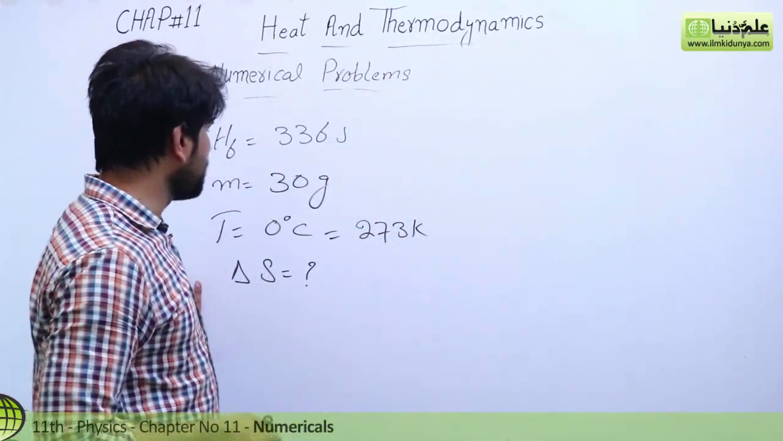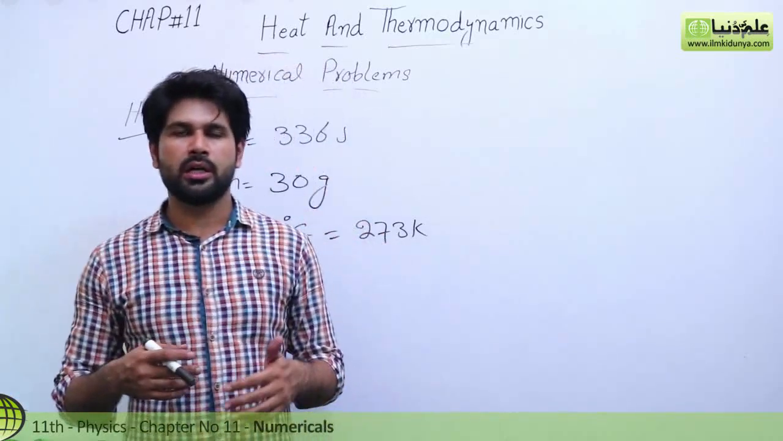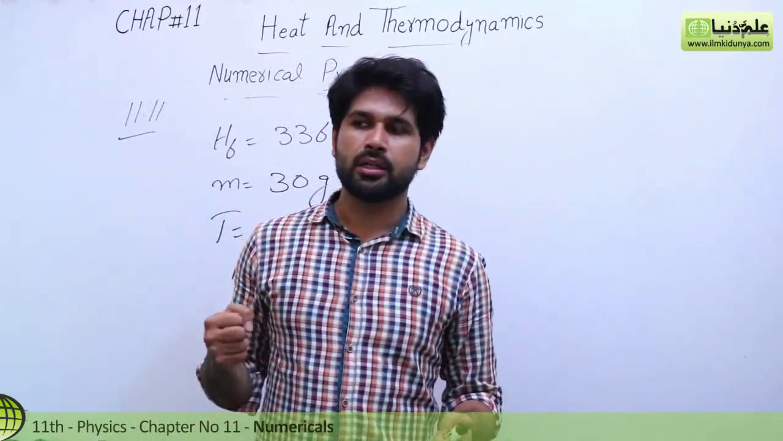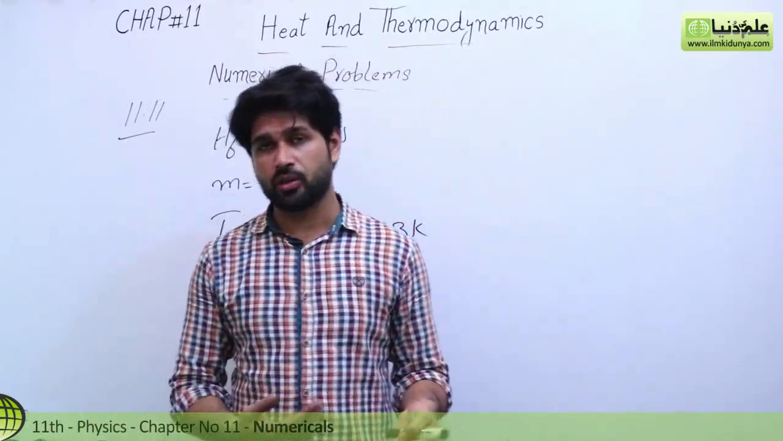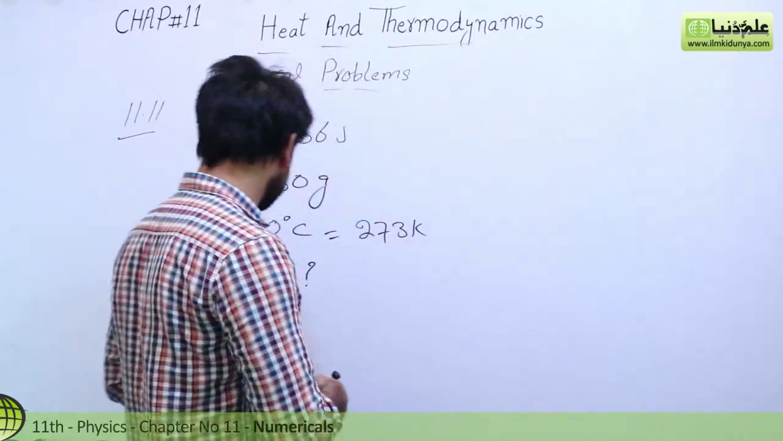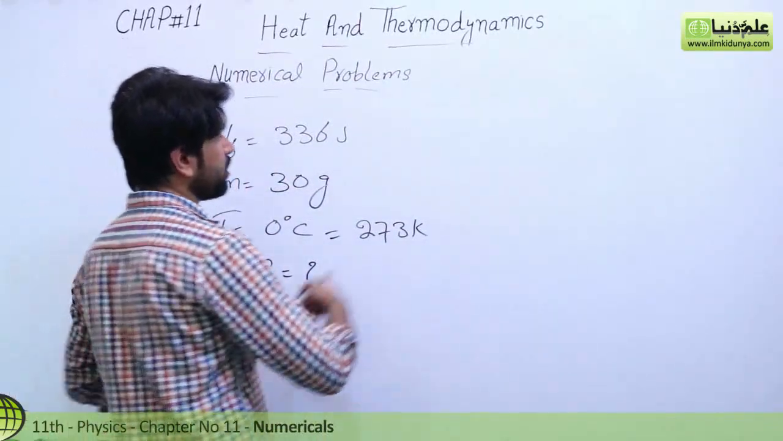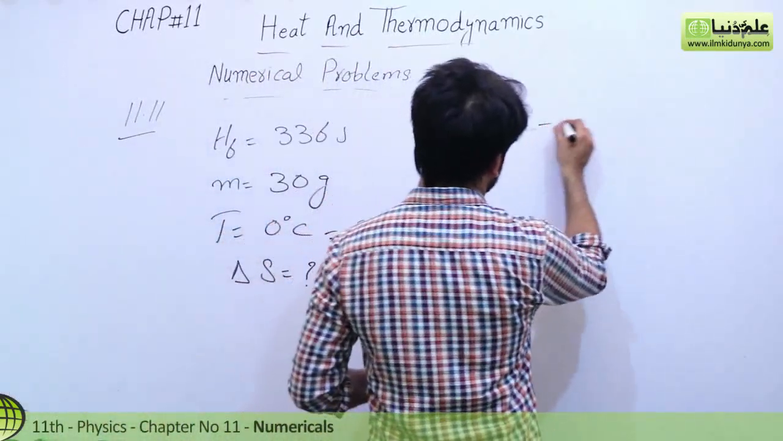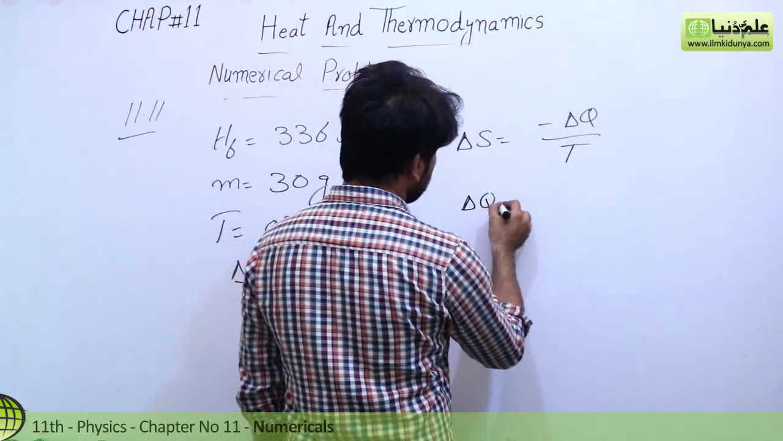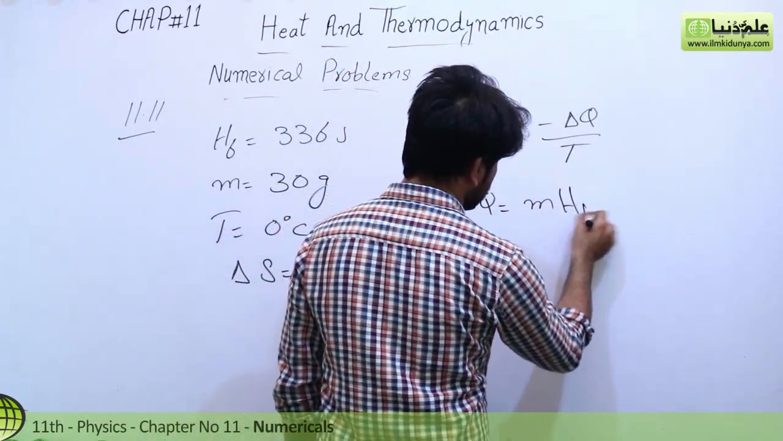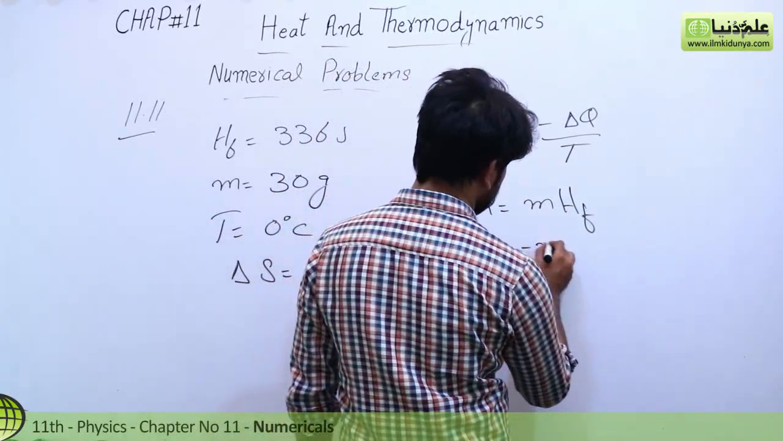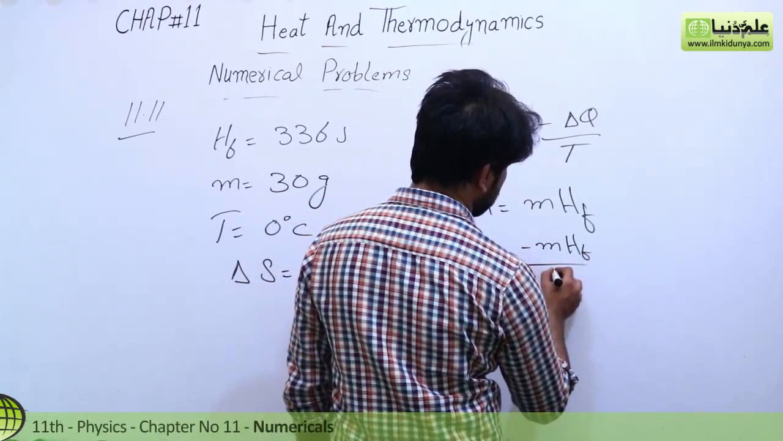As you know, the temperature should decrease. What is the function of a refrigerator? The refrigerator actually extracts the heat. The refrigerator actually lowers the temperature. So in this case, our entropy should be negative. Our entropy decreases. So we can write the formula for entropy: delta S equals minus delta Q over T. Here delta Q should be equal to M into Hf. Then delta S, which is entropy, is equal to minus M into Hf divided by T.